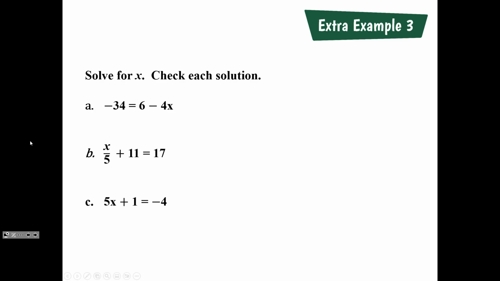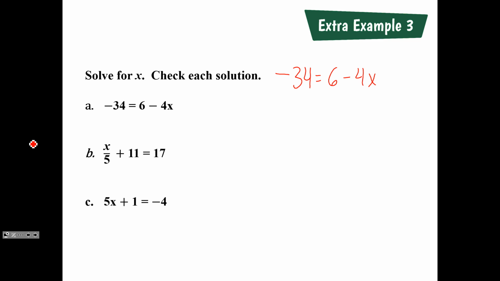Extra examples. These are not in your workbook, so you have to write these down in your notes. It's asking us to solve for x and to check each solution. So we're going to do A together. I'm going to write it out. It's negative 34 equals 6 minus 4x. What we have to do is get our term with our variable by itself first in a two-step equation. So we have an integer 6 that is on the right-hand side of the expression.